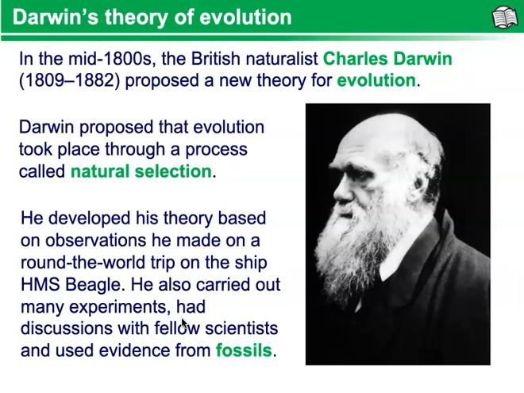Darwin's theory of evolution. In the mid-1800s, the British naturalist Charles Darwin proposed a new theory for evolution. Darwin proposed that evolution took place through a process called natural selection. He developed his theory based on observations he made on a round-the-world trip on the ship HMS Beagle. He also carried out many experiments, had discussions with fellow scientists, and used evidence from fossils.